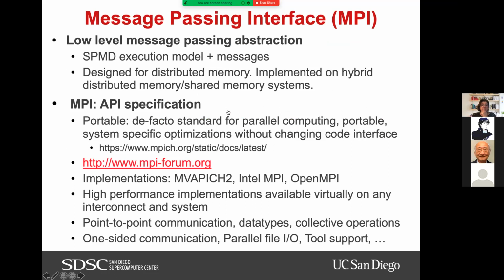So message passing interface is a low-level abstraction using the SPMD, single program multiple data, execution model, plus messages. It's designed for memory that's distributed. It can be distributed between nodes. Like you could have several nodes where you're using a lot of cores and you have one of the control nodes or the primary node.